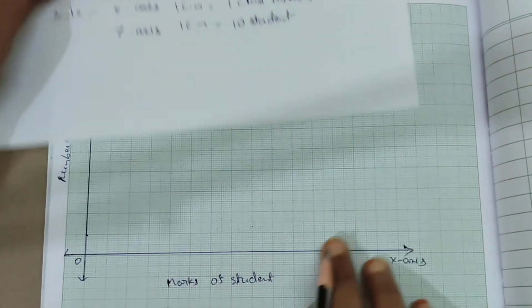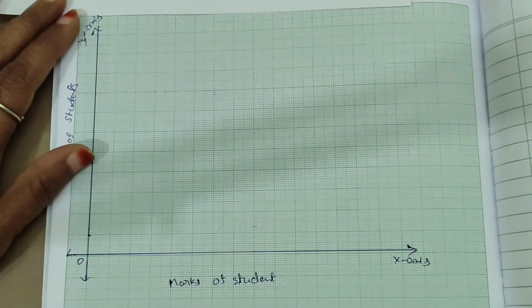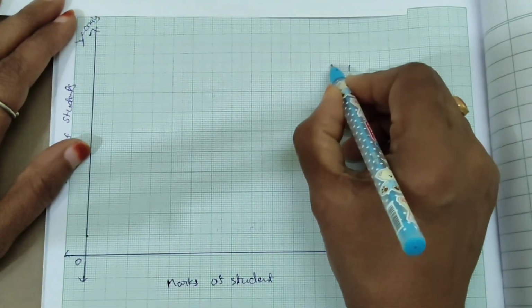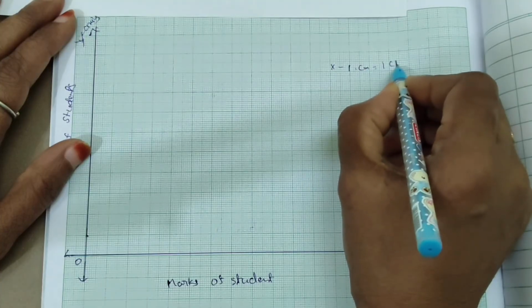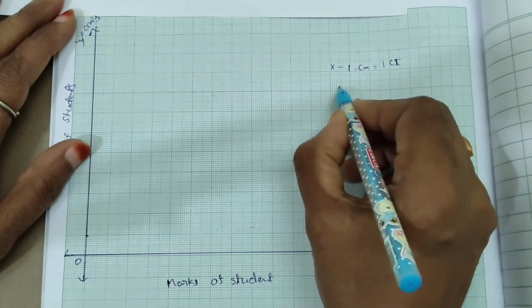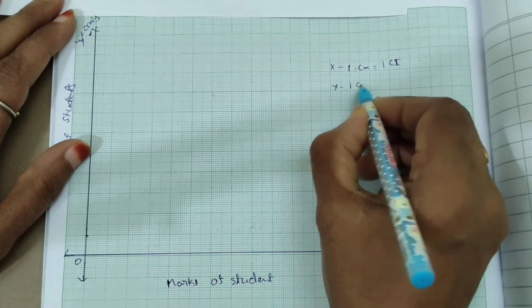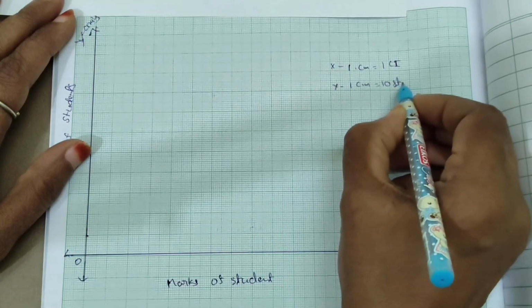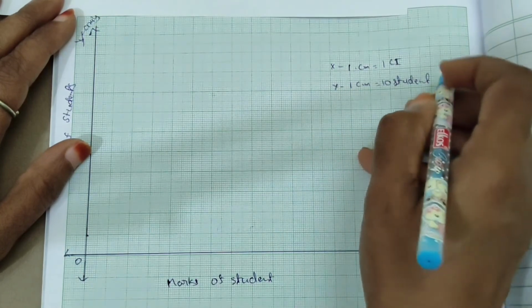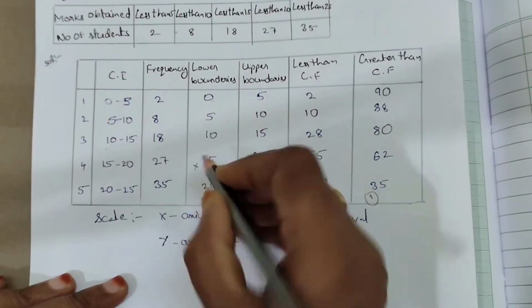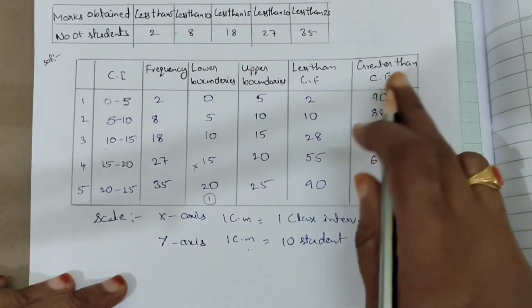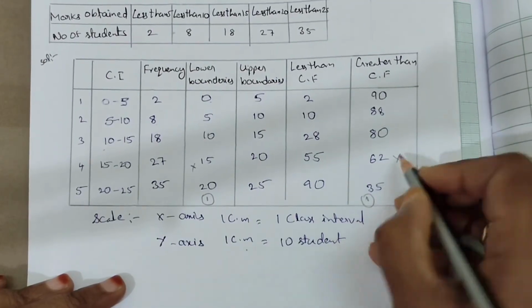So here we write the scale. On the x-axis, 1 centimeter equals 1 class interval. Next, on the y-axis, 1 centimeter equals 10 students. So now the lower boundaries are used on the x-axis, and the greater than cumulative frequency is used on the y-axis.